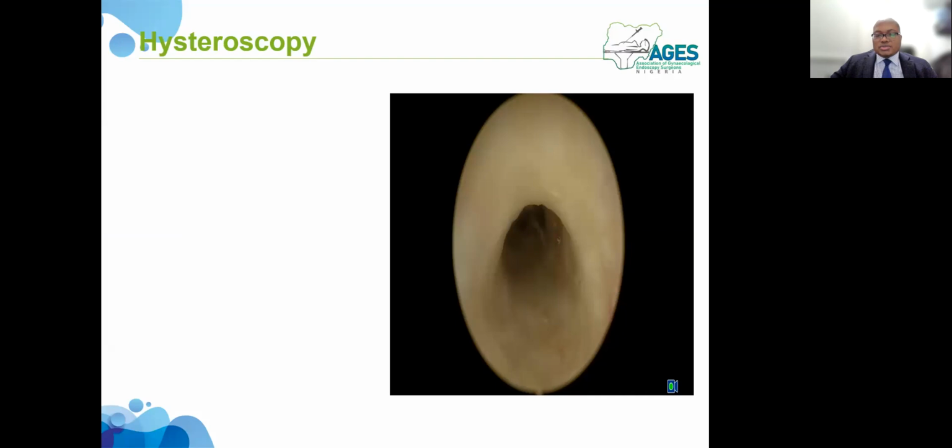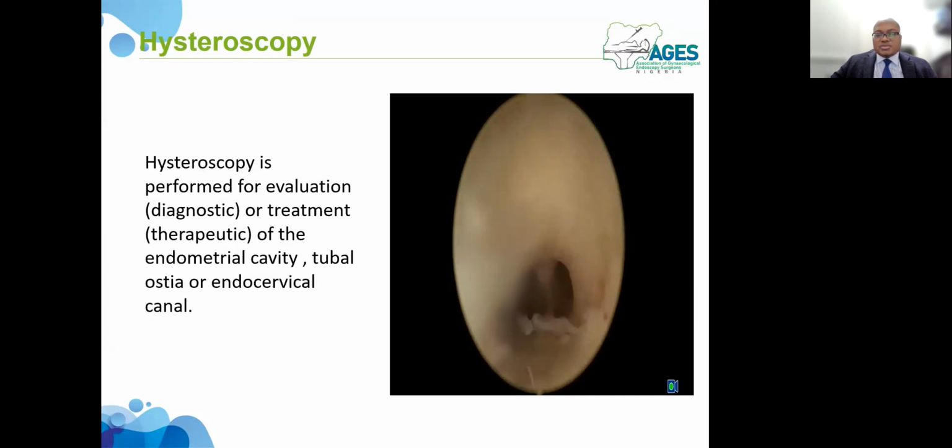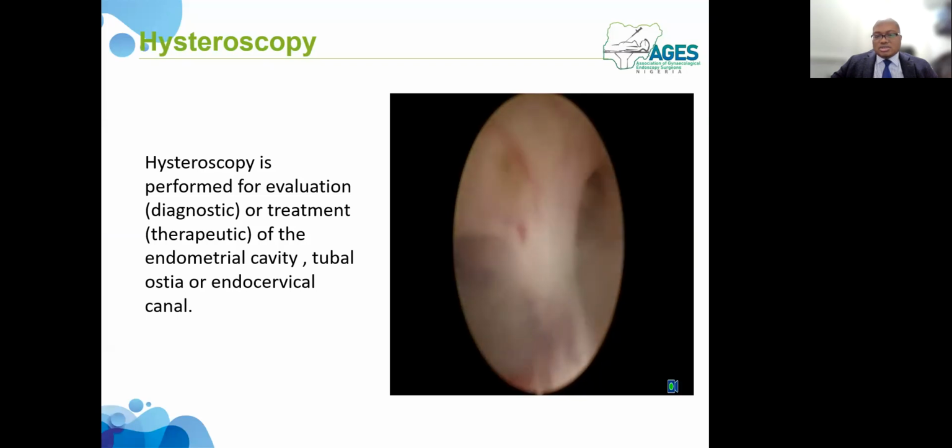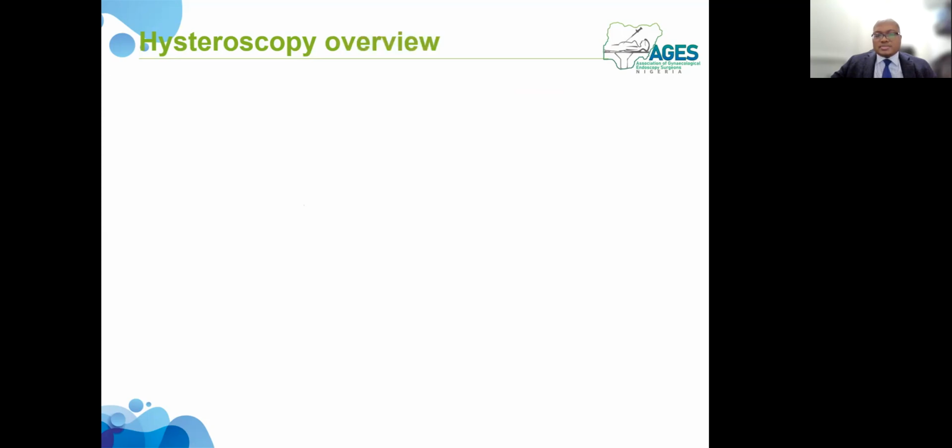Hysteroscopy, as shown in this short video, is performed for evaluation or treatment of the endometrial cavity, tubal ostia, or endocervical canal. Hysteroscopy basically is for diagnostic or therapeutic reasons. The setting where hysteroscopy is performed is very important. This could either be in the office setting or in the operating theater. The indication, as mentioned before, is either for diagnostic or for therapeutic reasons.